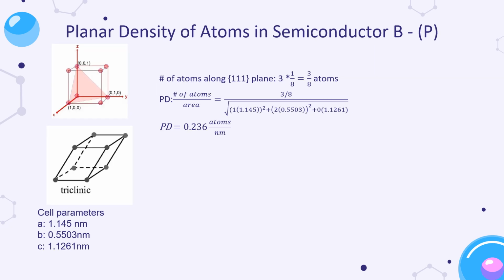Now let's look at the planar density of atoms in semiconductor B, phosphorus. The number of atoms along the 111 plane is 3 over 8 atoms, as there are only 3 atoms in the Miller indices plane. When we calculate this using lattice constants and Pythagorean's theorem for the area, it comes out to be 0.236 atoms per nanometer.